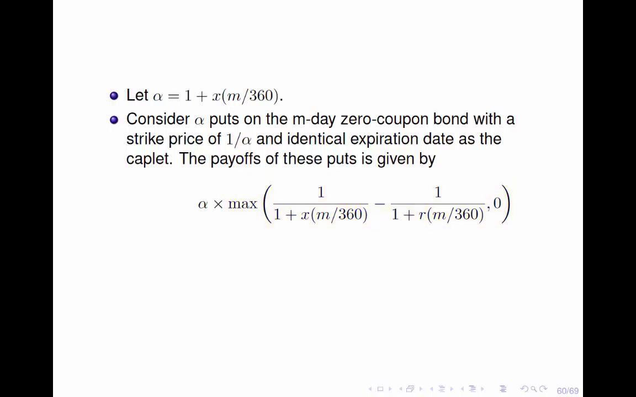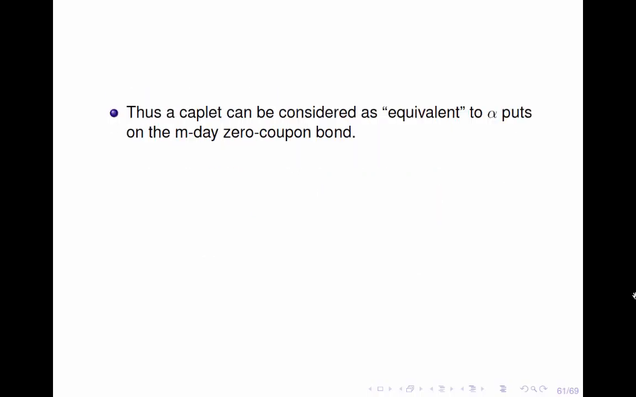Note that a zero coupon bond is sold at a discount. Hence, at expiration, with the prevailing interest rate R, the spot price of a $1 zero coupon bond is equal to 1 over 1 plus R times M divided by 360. Rearranging the expression, we get the total payoff of these puts equals the payoff of the caplet with $1 principal and the same strike rate X. Thus, a caplet can be considered as equivalent to alpha puts on the M-day zero coupon bond.